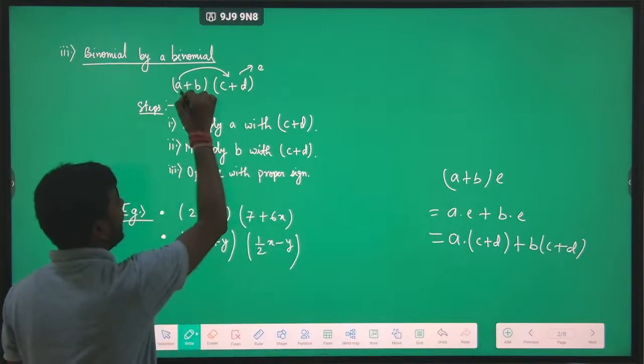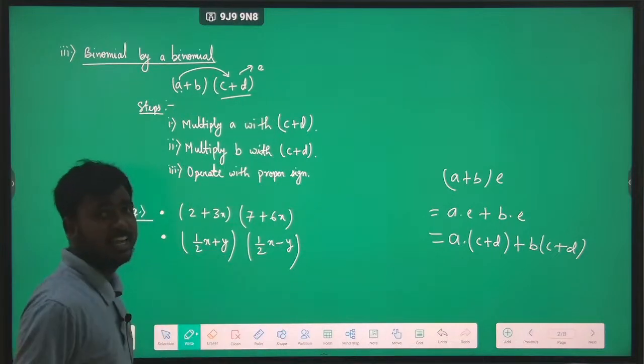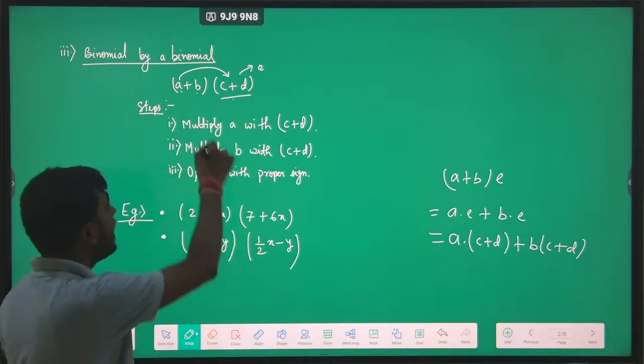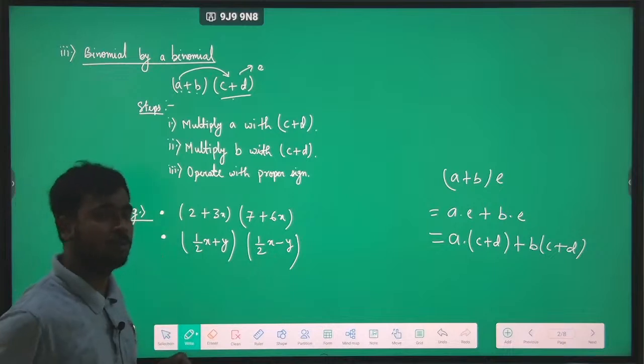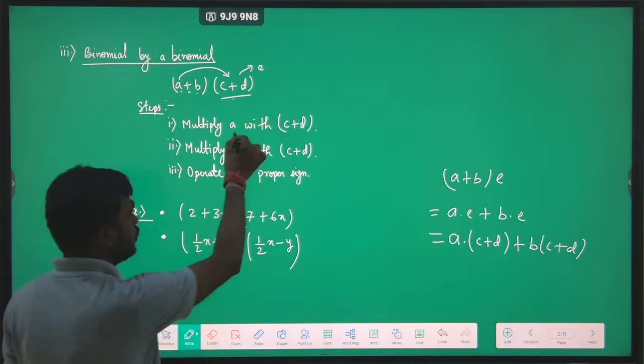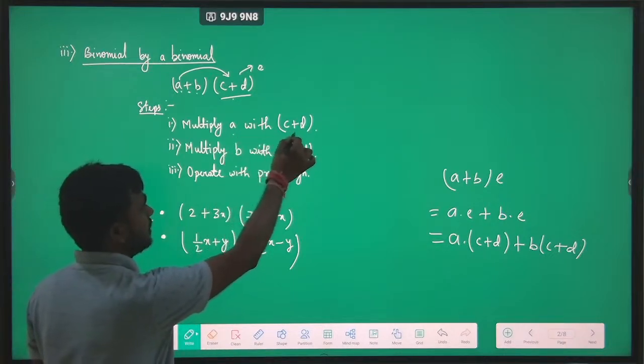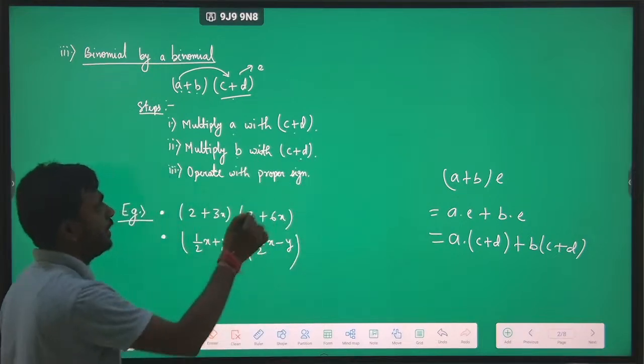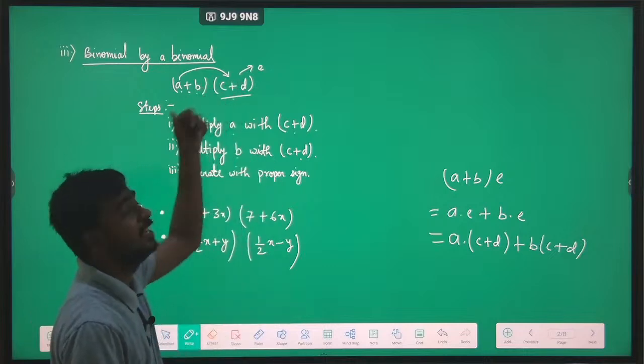We have to multiply this A with C plus D first, and after that we will multiply with this B with C plus D, and we will add both the terms. Okay. So first of all, we will multiply this A with C plus D, then B with C plus D, and we will operate with proper sign whatever it is given.